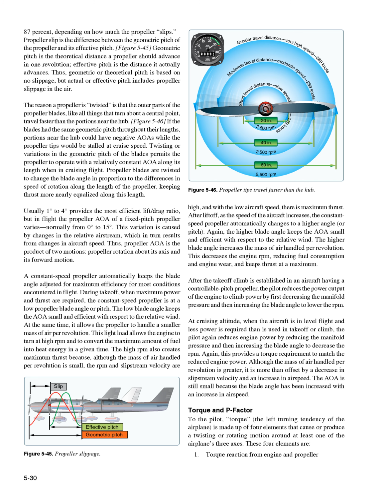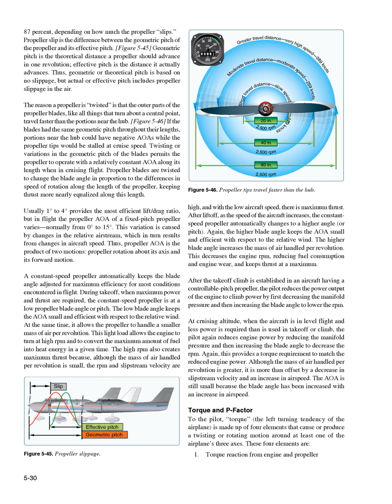Propeller blades are twisted to change the blade angle in proportion to the differences in speed of rotation along the length of the propeller, keeping thrust more nearly equalized along this length. Usually 1 degree to 4 degrees provides the most efficient lift/drag ratio, but in flight the propeller AOA of a fixed pitch propeller varies, normally from 0 degrees to 15 degrees. This variation is caused by changes in the relative airstream, which in turn results from changes in aircraft speed.